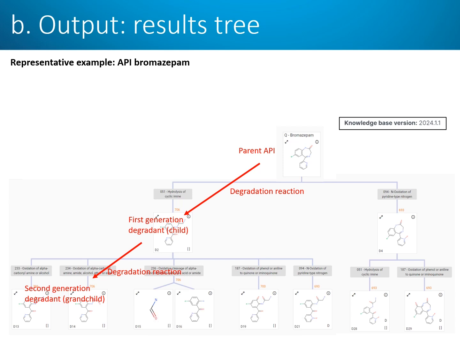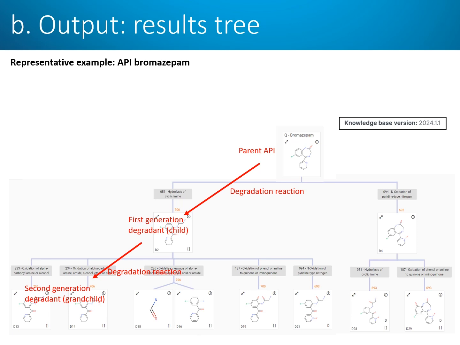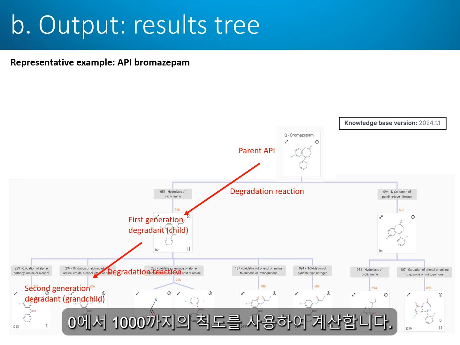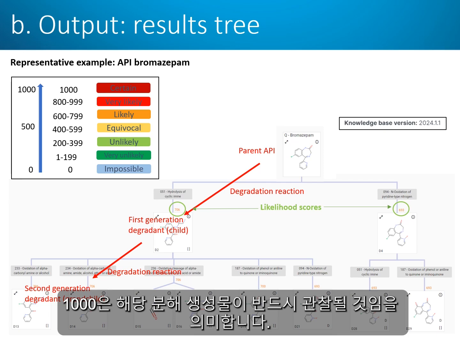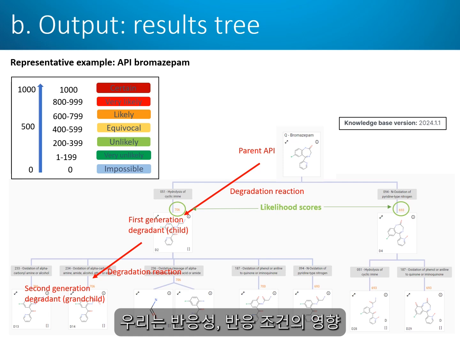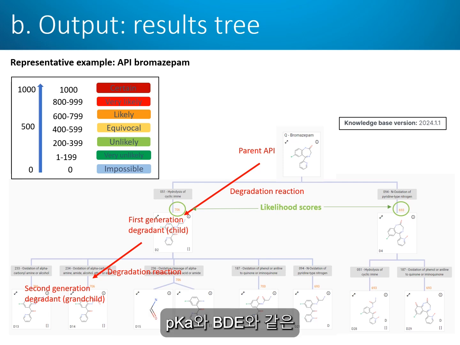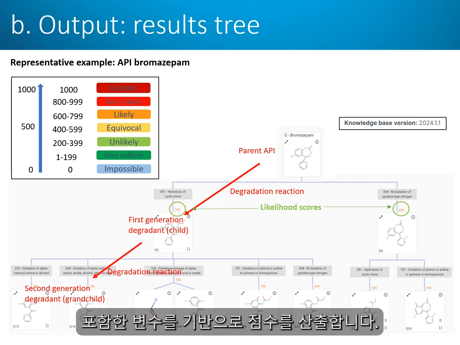I've mentioned that predicted degradants also get a likelihood score. We calculate the likelihood of a given degradant being observed using a scale from 0 to 1000, where 0 is impossible for that degradant to form and 1000 is certain that that degradant will be observed. We base the scores on variables such as reactivity, influence of reaction conditions, as well as using our built-in physicochemical calculators such as pKa and BDE, which I'll explain in more detail in the coming slides.